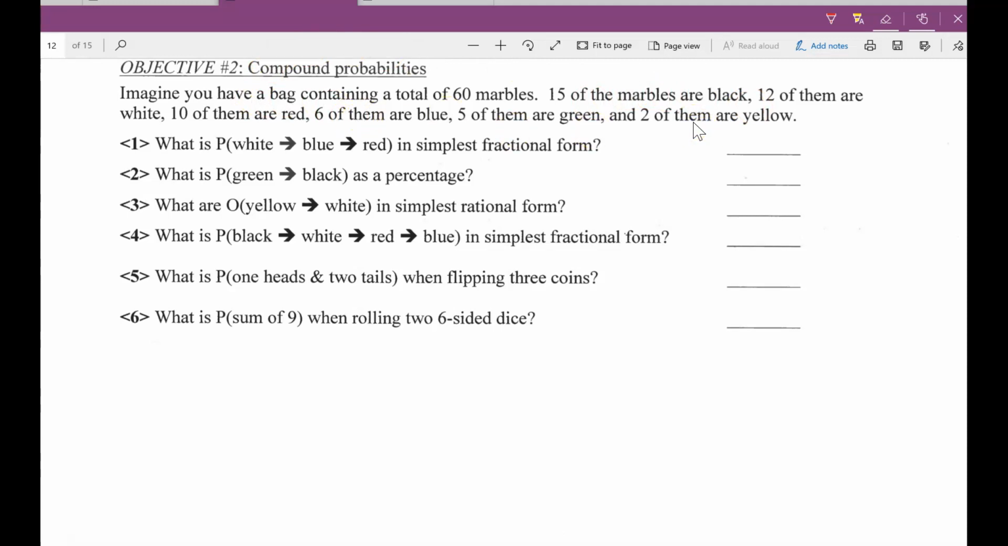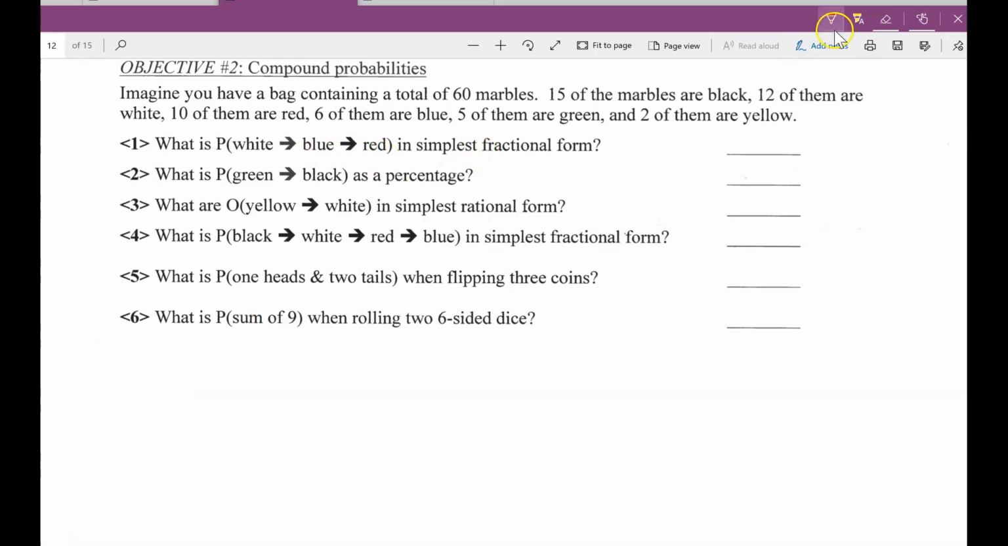We'll talk more about dependent probability without replacement tomorrow. But for today, it's independent. So every time we pull out a marble, we're going to replace it, put it back in the bag. Okay, let's look at number 1. We want the probability, that's what the P stands for, of getting the exact sequence, white, and then blue, and then red, as a fraction.